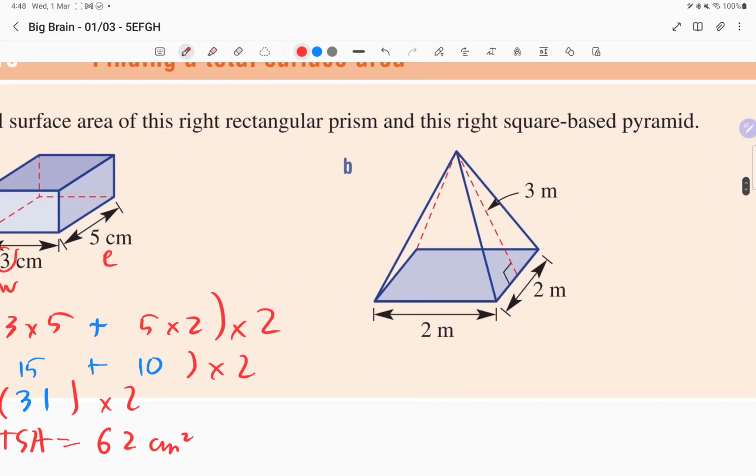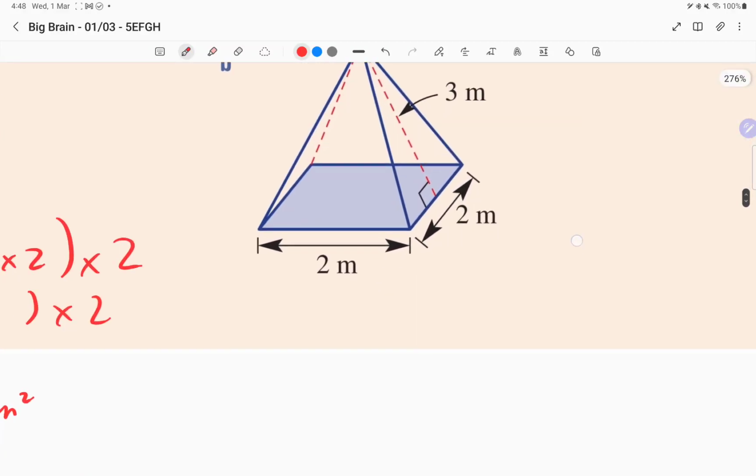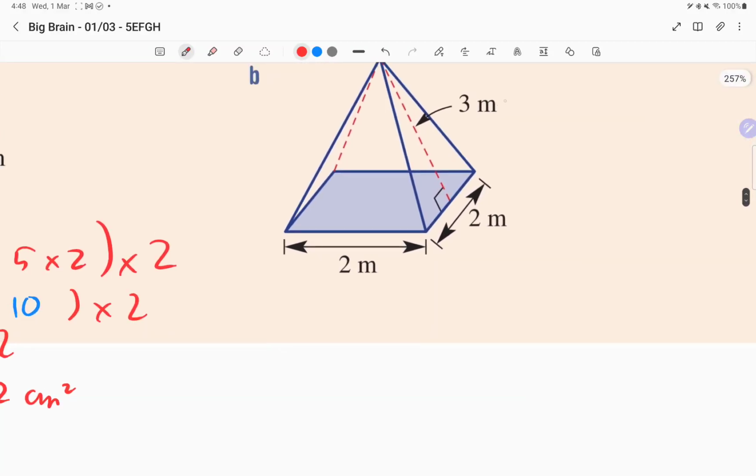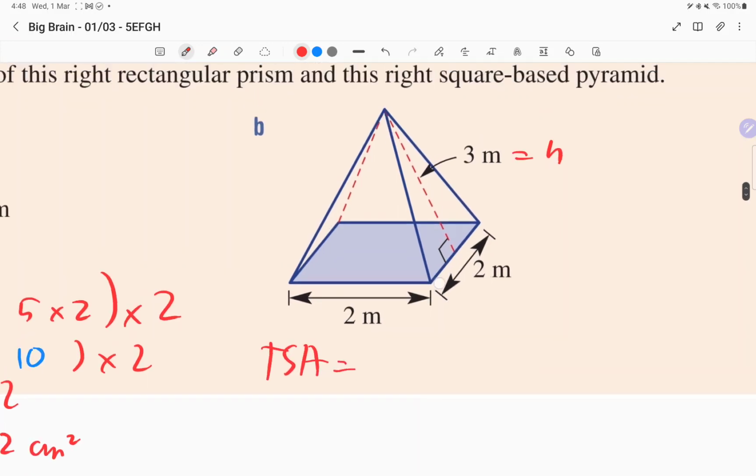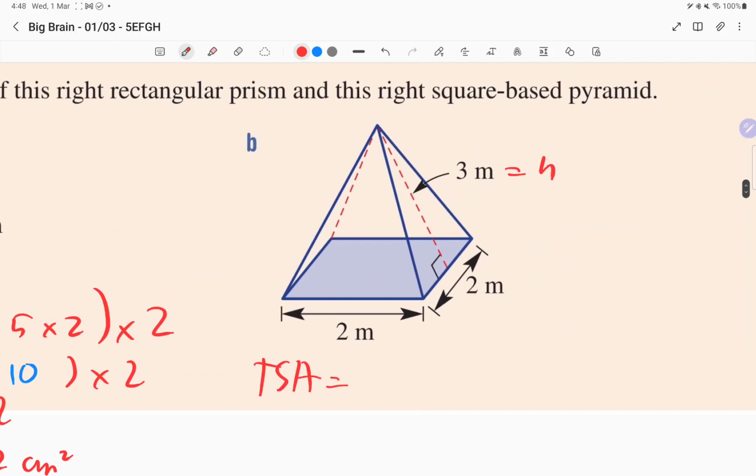Now, for this one, the right square base pyramid, they've given us the 3 meters there, and that's the height of the triangle there. Remember, what's the total surface area of a square base pyramid? Good, you guys were explaining this before. What's the total surface area? Solina. The base. Mm-hmm.